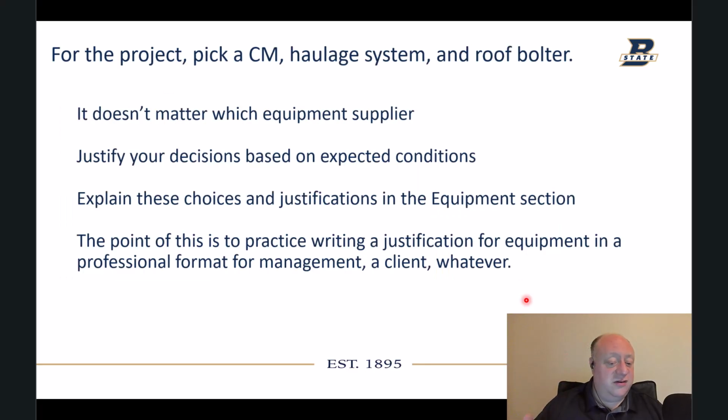So for the project, this is what you're going to need. Not necessarily every single piece of equipment, but basically pick a continuous miner, a haulage system, and a roof bolter. It doesn't matter which equipment supplier you choose. You can choose whatever you want. But I want you to justify your decisions based on what we know about the property. So explain these choices and justifications in the equipment selection.